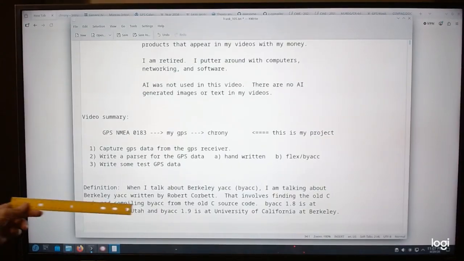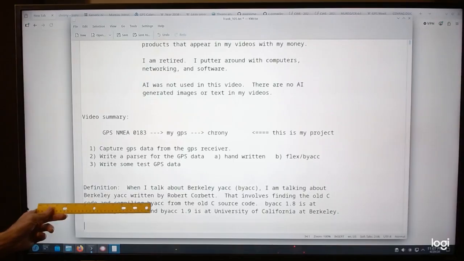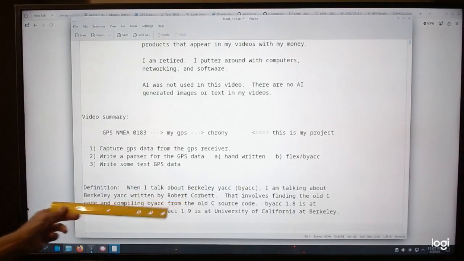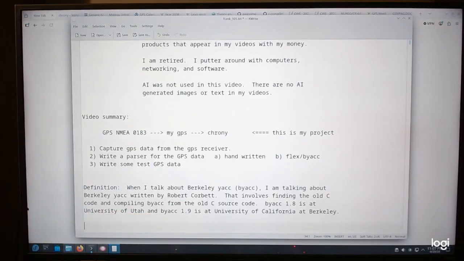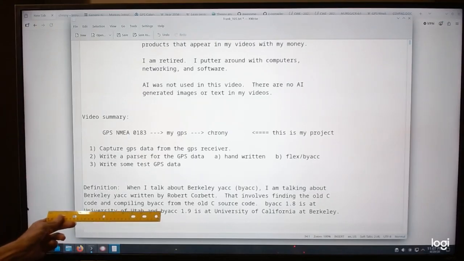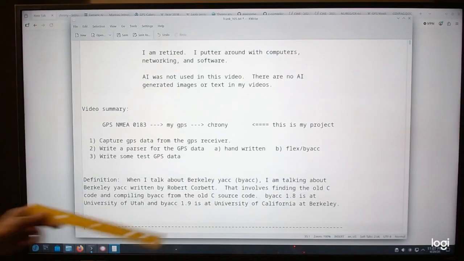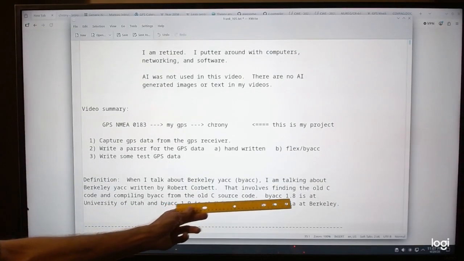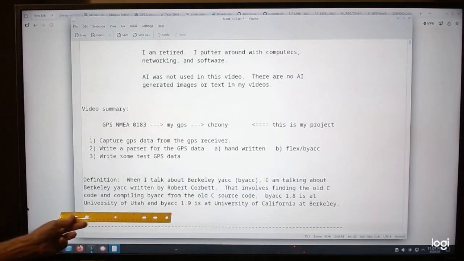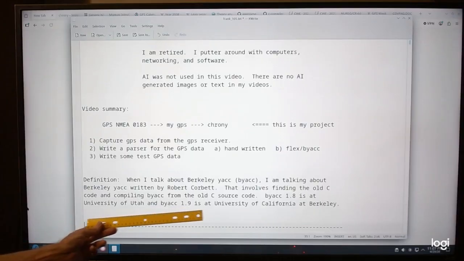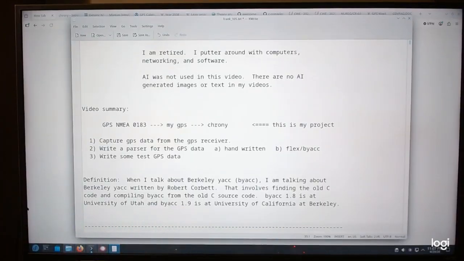Now, definition: when I talk about byacc, I'm talking about the byacc written by Robert Corbett, and that involves finding that code and compiling the byacc from the old C source code. Berkeley byacc 1.8 is at the University of Utah, and byacc 1.9 is at the University of California at Berkeley.